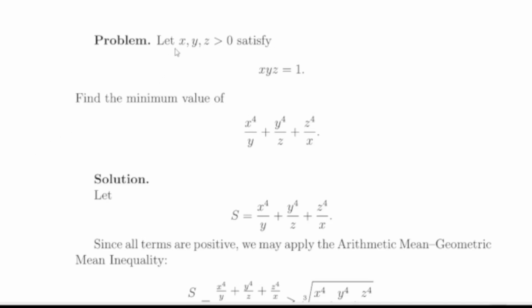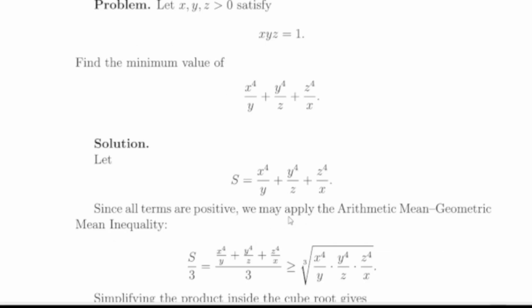In this video, we're given x, y, and z are positive numbers satisfying xyz equals 1. We want to find the minimum value of x to the fourth over y plus y to the fourth over z plus z to the fourth over x. So let's define s to be that sum of what we're interested in.